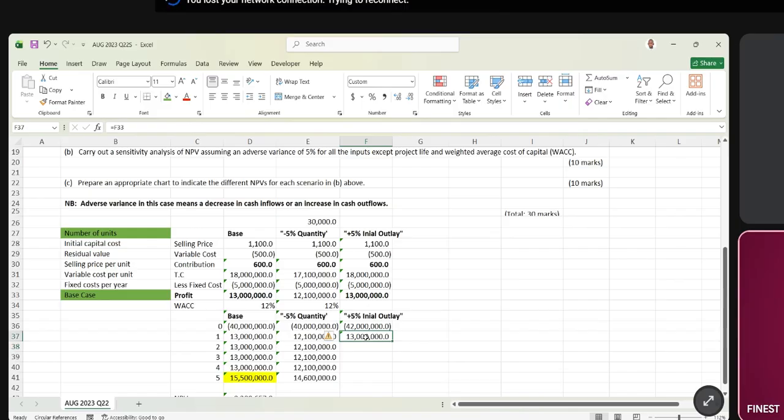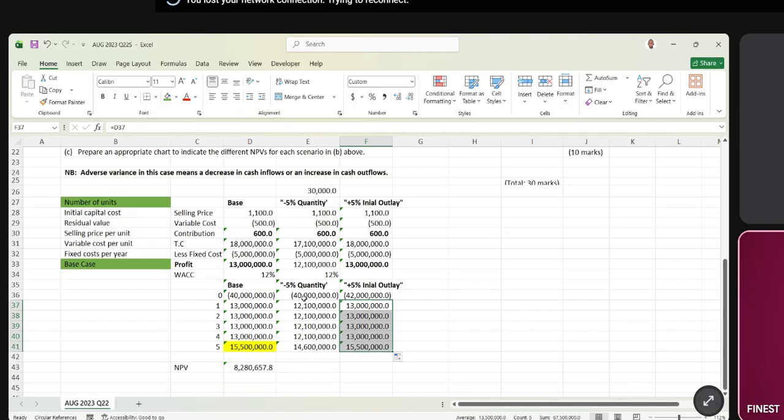Actually, the cash flow you can even use this one here. The cash flow remains to be the same. What will change? What will change is what? Is this one here. From 40 to 40.